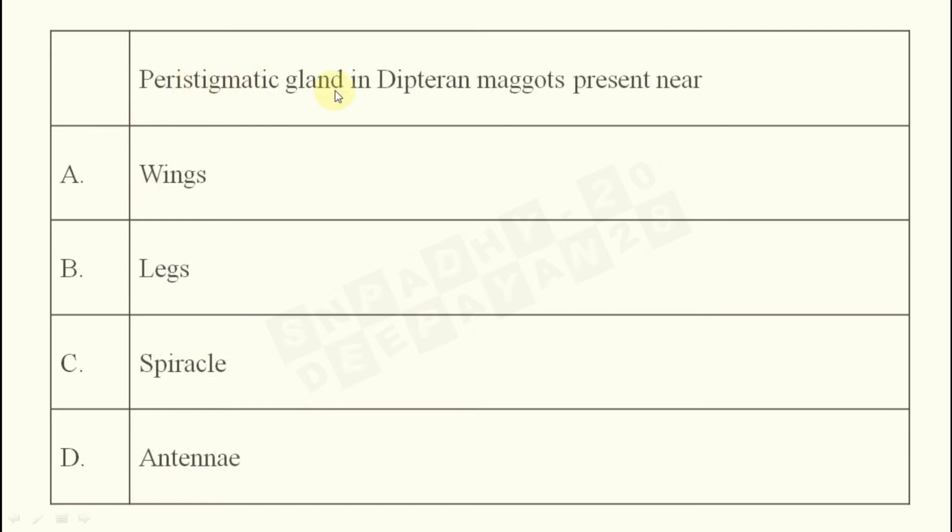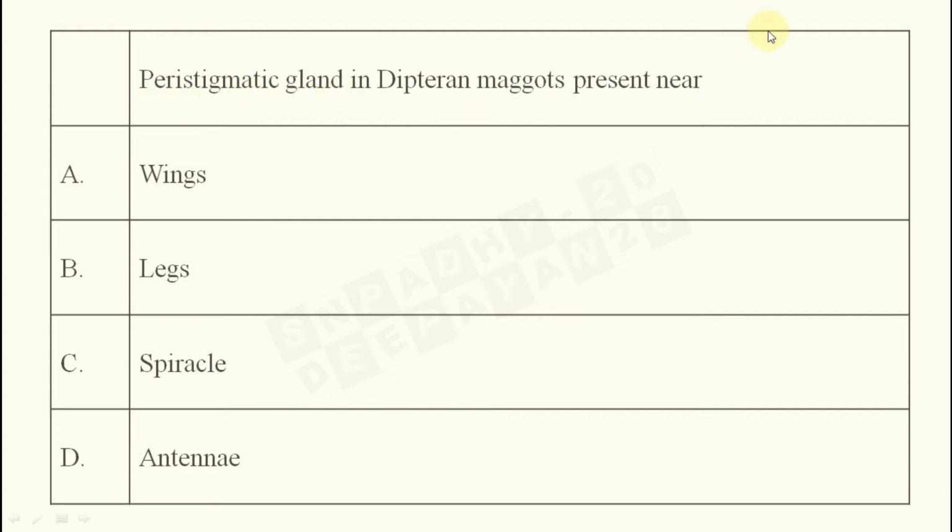Next you see peristigmatic gland, again present in the epidermis. In which insects? Dipteran insects like your housefly, then your mosquito, horsefly, rubberfly, they will come under dipteran. What are maggots? Maggots means these are the larval stage of the dipteran insect. In the larval stages or immature stages of the dipteran insect, peristigmatic gland is there.